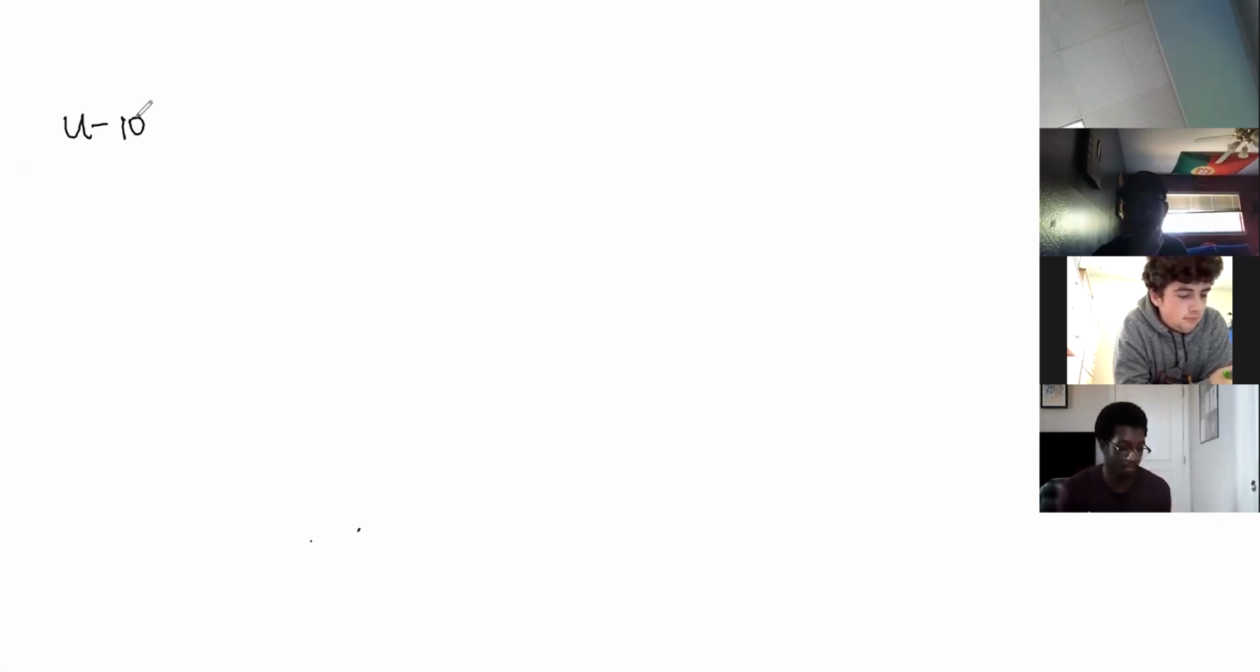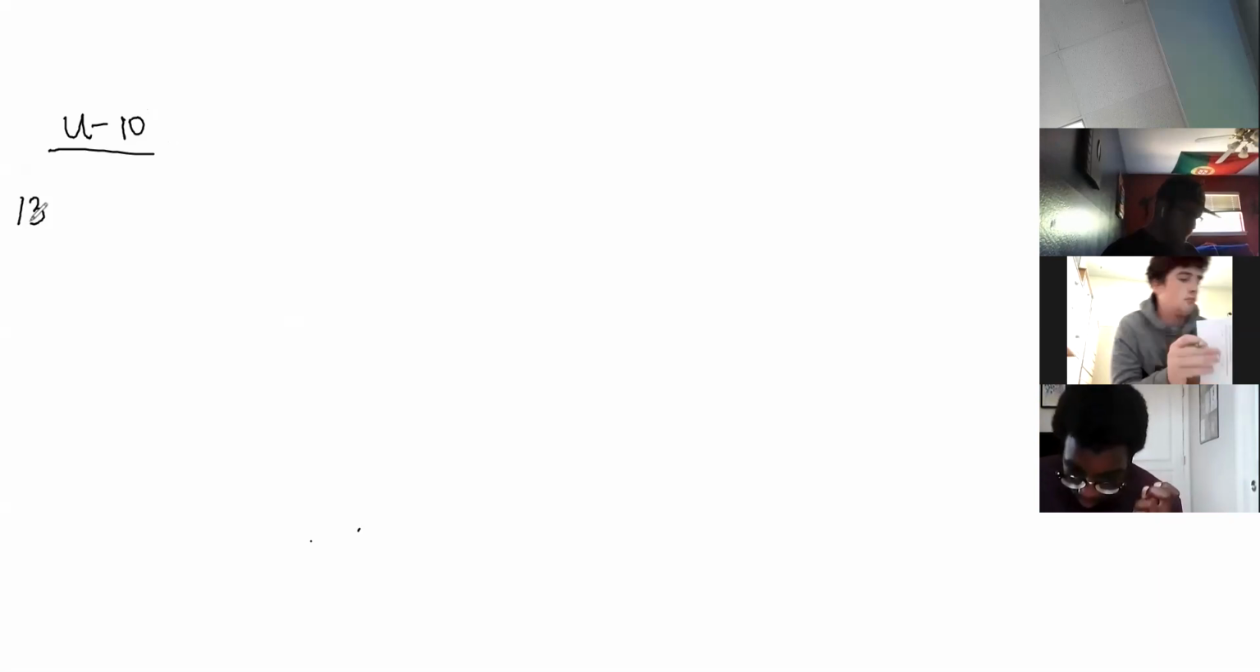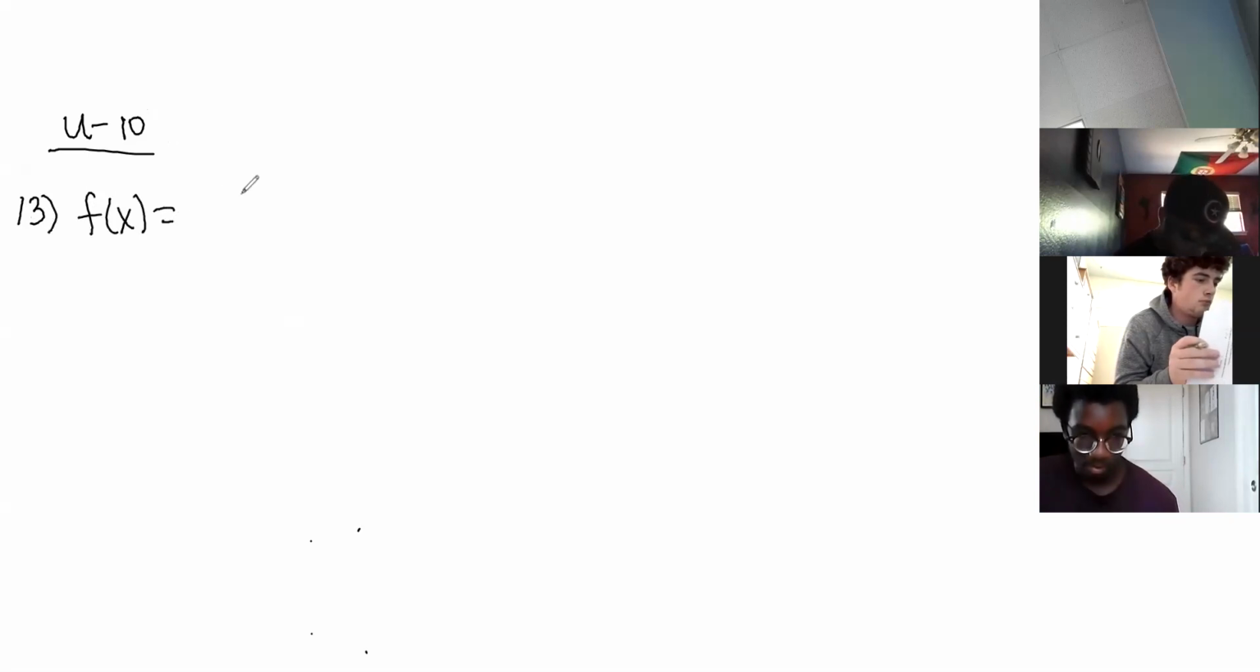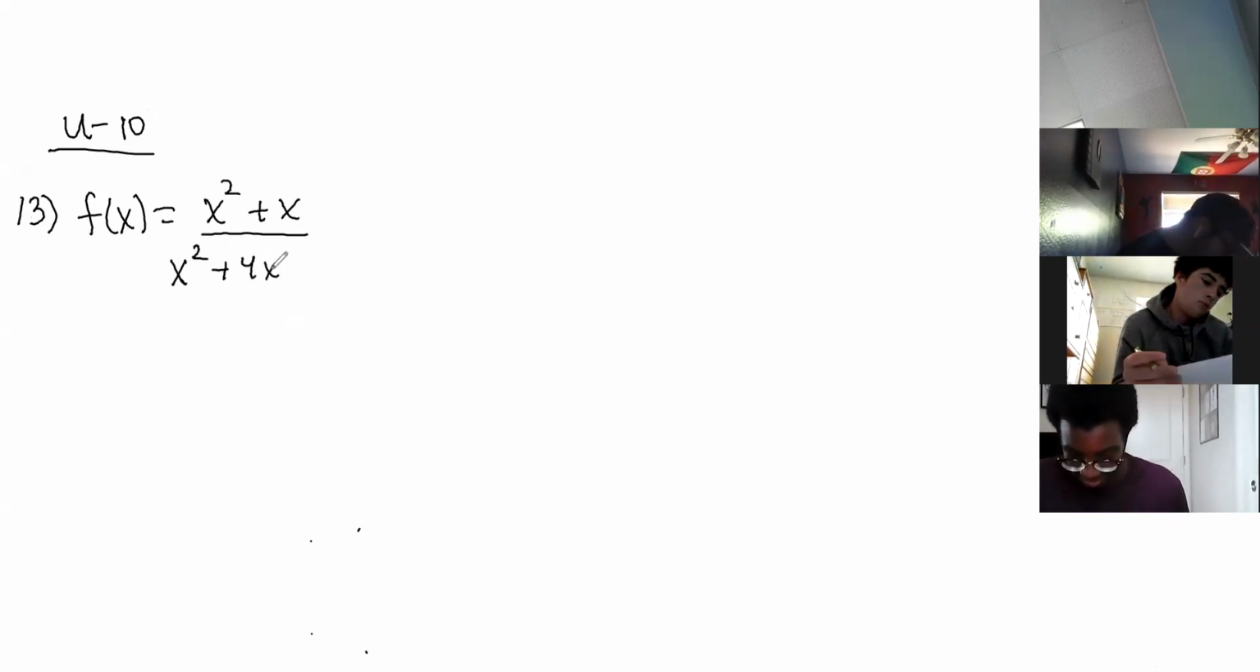All right, so Unit 10 questions. Can you go over 13? 13, any others? Okay, going on 13. And that is f of x equals x squared plus x all over x squared plus 4x plus 4. Okay, and it's asking us to graph, yes?